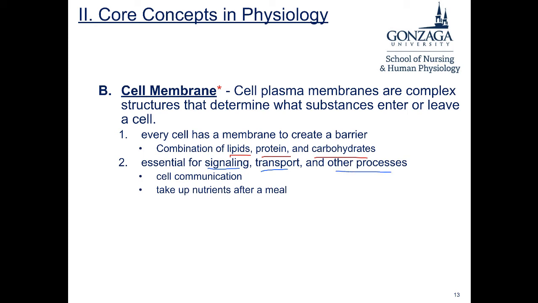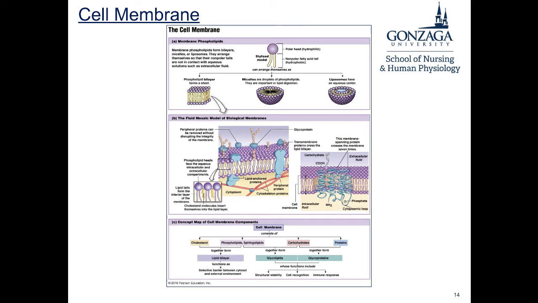So cell communication between cells. It's also important for the transport of nutrients, many reasons that we'll encounter in 241 and 242. Here's an example from your book. This is illustrating the composition of a cell membrane and the fluid mosaic model. Again, I'm not going to go over it right now because we will go over this in class, but you can take a look at this in the meantime.